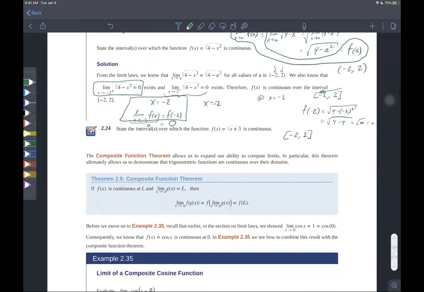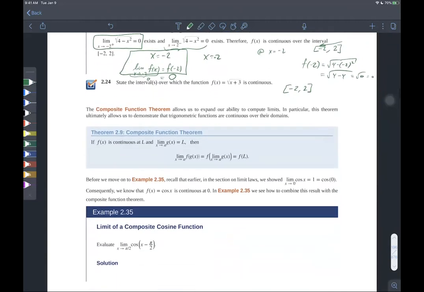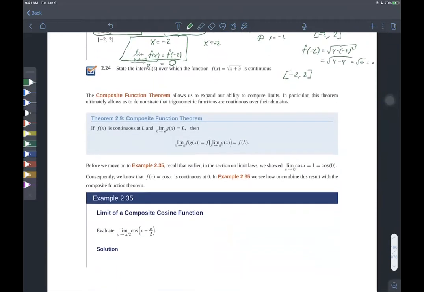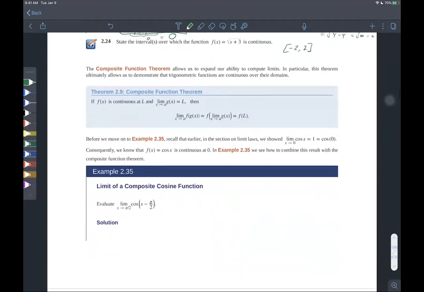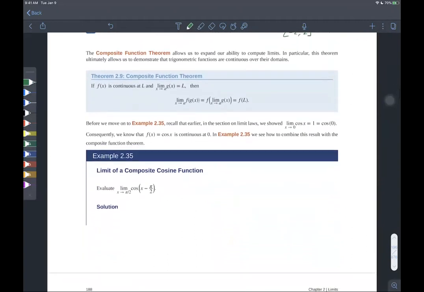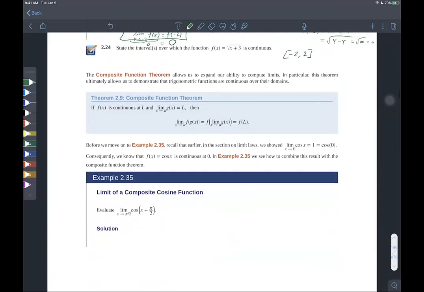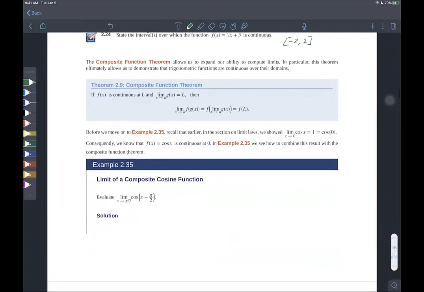All right. Next, we have the composite function theorem. The composite function theorem allows us to expand our ability to compute limits. In particular, this theorem ultimately allows us to demonstrate that trigonometric functions are continuous over their domains. So let's go ahead and see how we would do that. So theorem 2.9, the composite function theorem. What does it say?